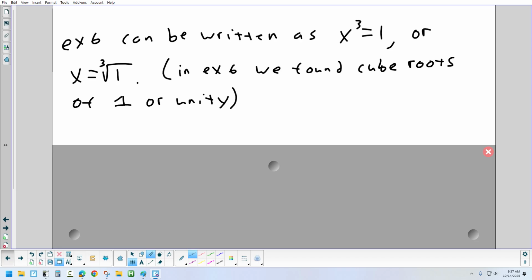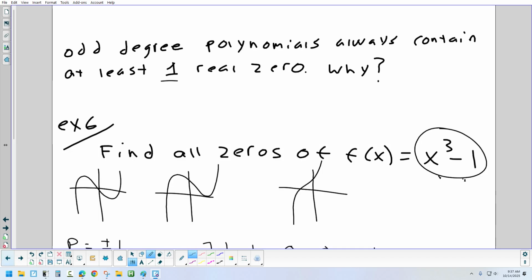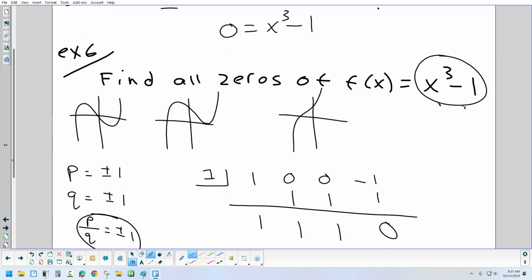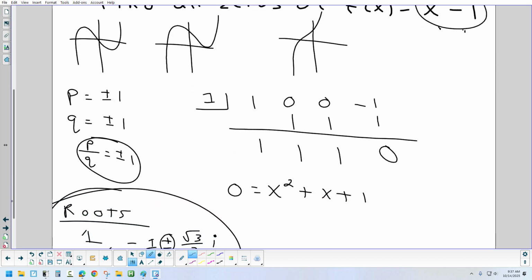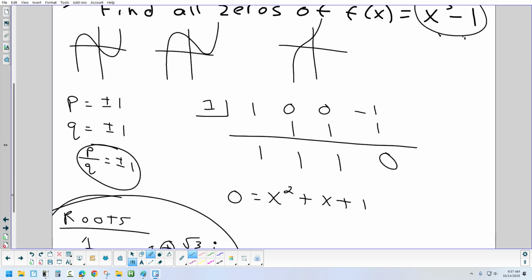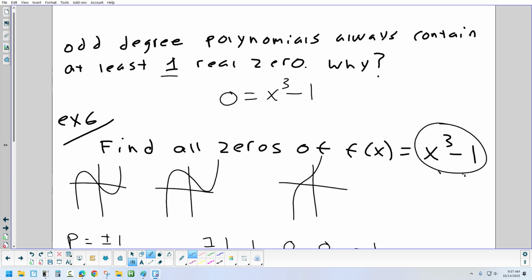So if we go back to example 6 for a second, we were solving that equation, 0 equals x cubed minus 1. And the approach that I had you take to get all the answers was to use the rational root theorem, then use synthetic division, and then use the quadratic formula to finish off that quadratic. But what you really were doing was this. If you add 1 to both sides, you get that equation. And then how would you get x by itself in that equation?